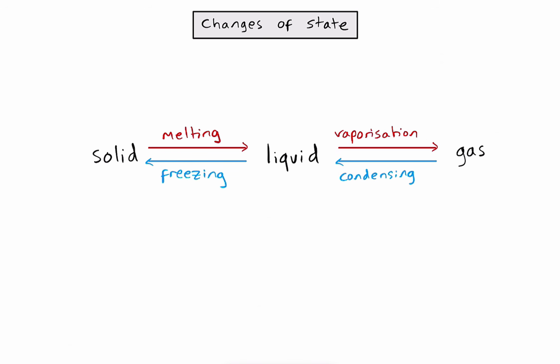There are also two other changes of state we need to be aware of. Firstly, in certain temperature and pressure conditions, a solid could turn directly into a gas in a process that we call sublimation. And going back the other way, again at certain pressure conditions, a gas could turn directly into a solid in a process that we would call deposition.